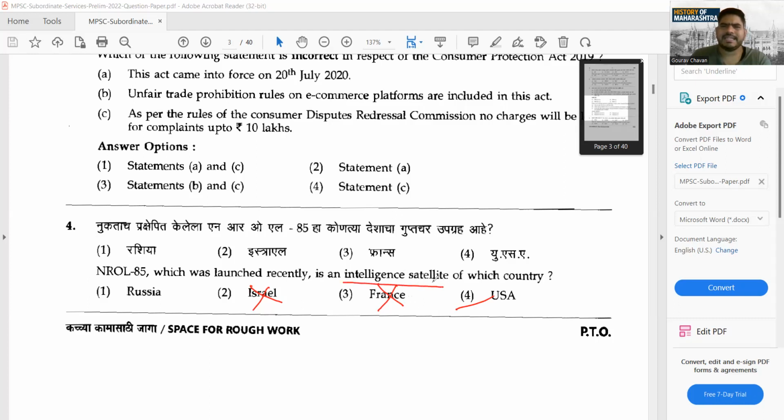See guys, you can easily eliminate the options. The only thing is you should be attentive. That's what is required for this examination.